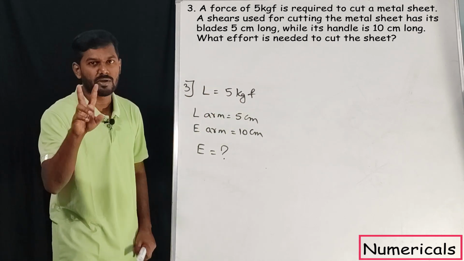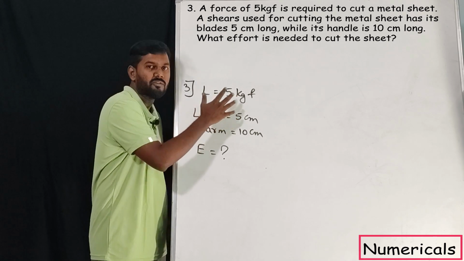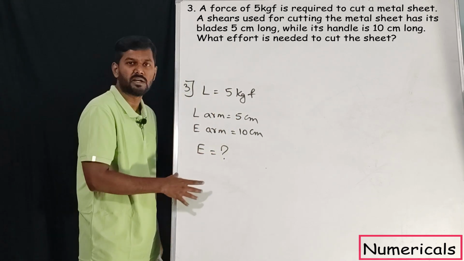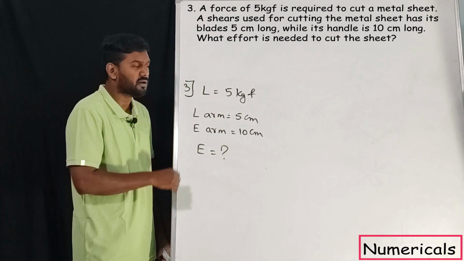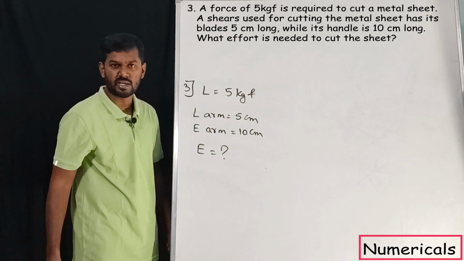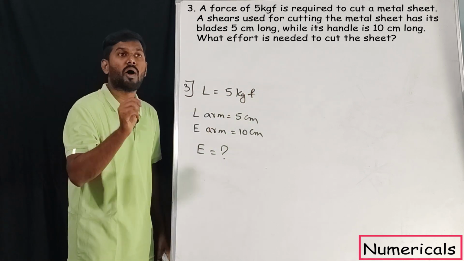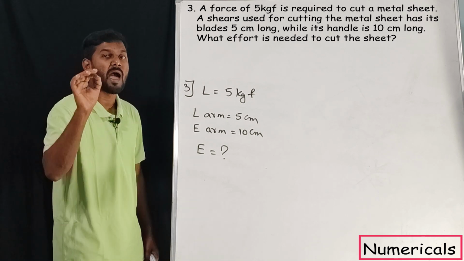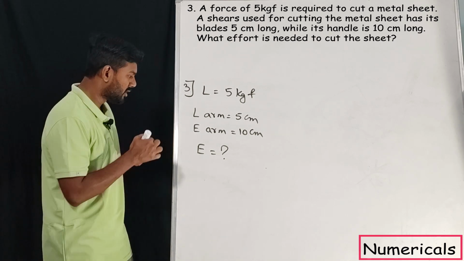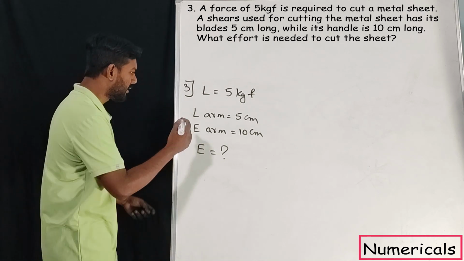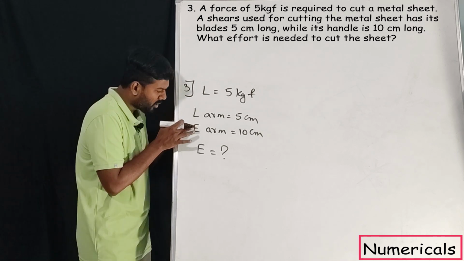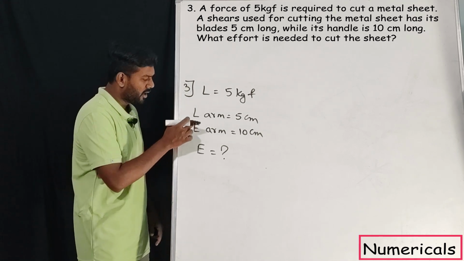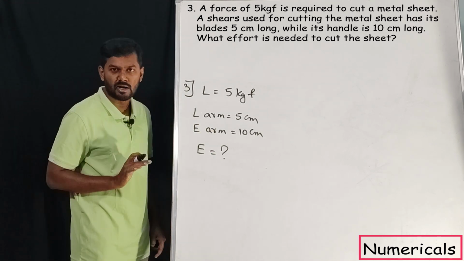Okay, listen, why have we taken load as 5 kgf? See, there are two ways to understand it. One is concept. If that is confusing, see the other data. In the final sentence, he is asking what effort is required to cut the metal. What effort? That means we have to find the effort, correct? So that is what we are going to find. See, first, load arm and effort arm are given. Using these two we can find mechanical advantage, correct?